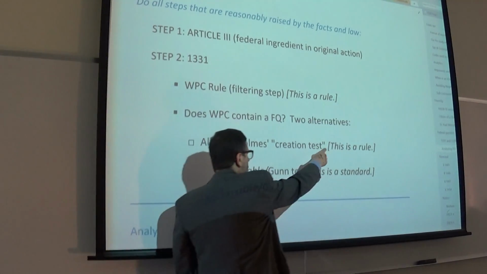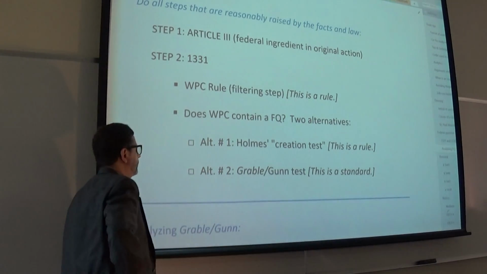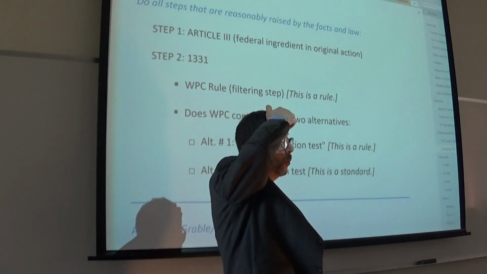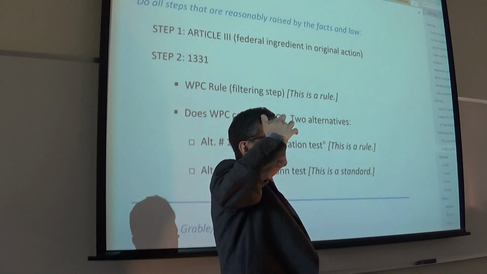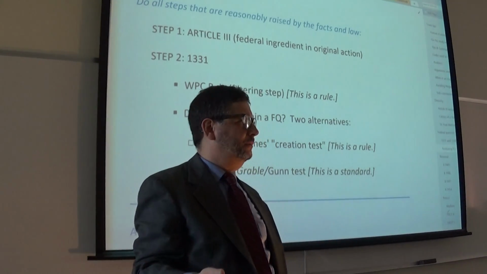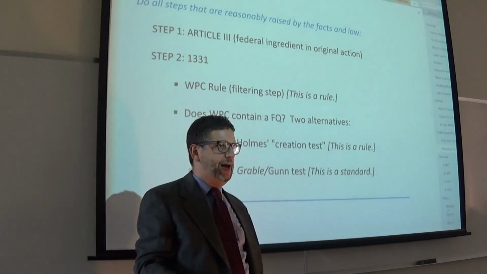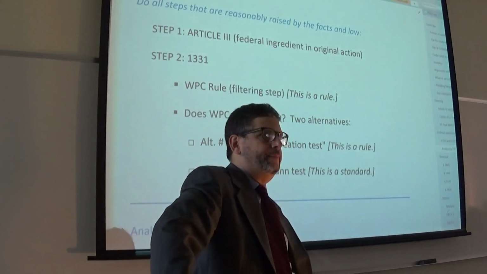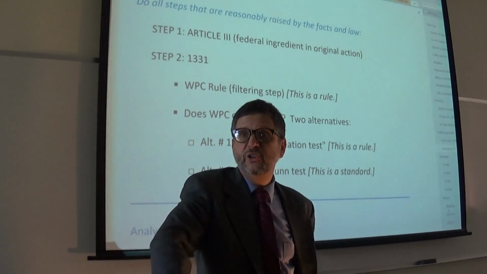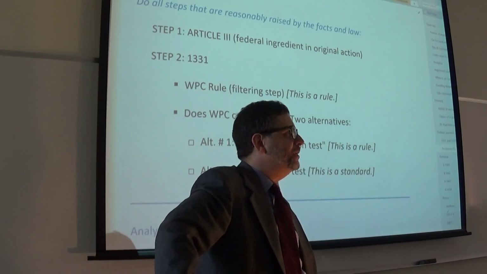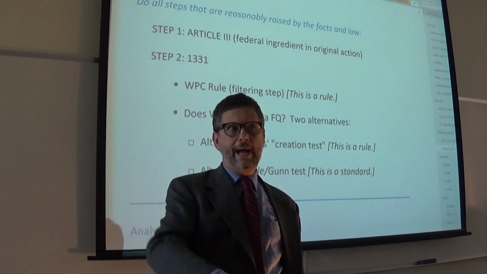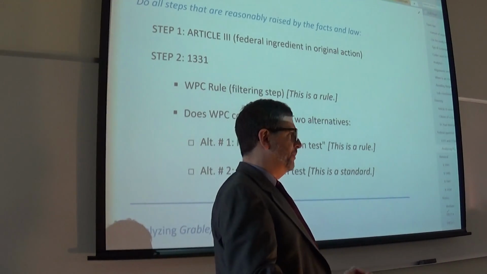We've got two alternatives. One's a rule. The other's a standard. The rule, alternative number one, is the Holmes creation test, also known as the American Well Works test, all right? Or even the origination test. What it does is it asks, here's the cause of action, who created it? What lawmaker created this cause of action? Now, if you're dealing with a common law cause of action, like a tort claim or a contract claim, or something under a common law property law, or under a state statute, right? Well, that was created by state lawmakers, all right? Under the Holmes creation test, that claim would not arise under federal law because it was not created by federal lawmakers, all right?